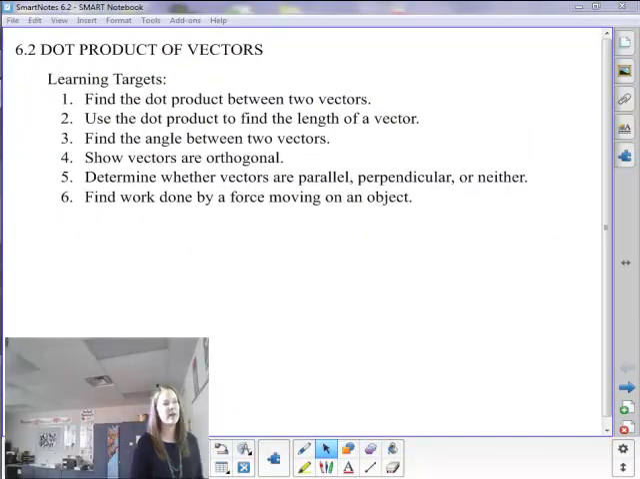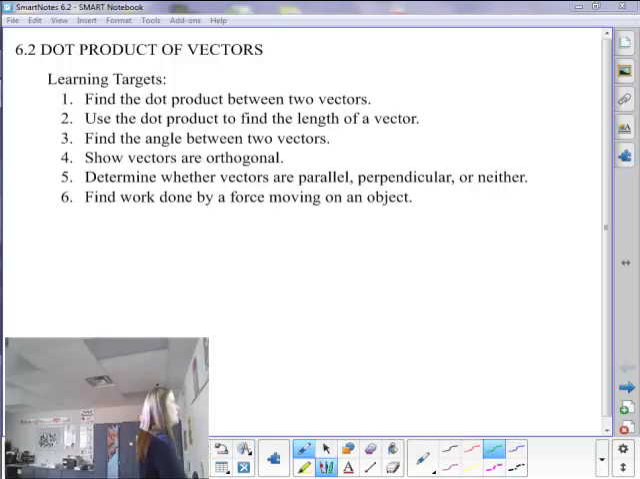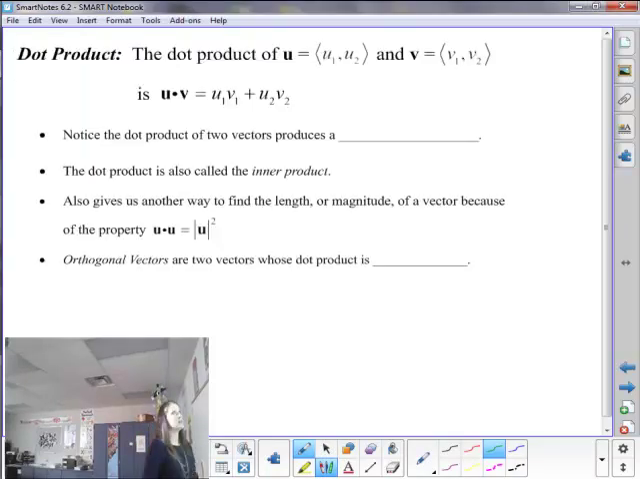Hi everybody, welcome back. We are ready for lesson 6.2, which is the dot product of vectors. So dot product, we're going to talk about what it is and why we are going to use it. All right, so let's get into what is the dot product.